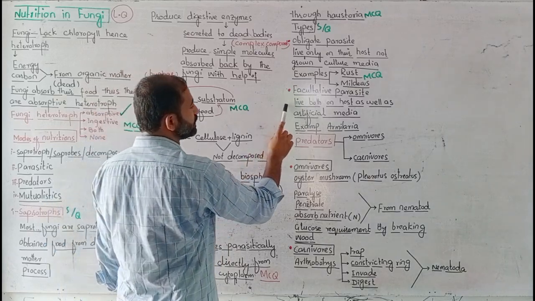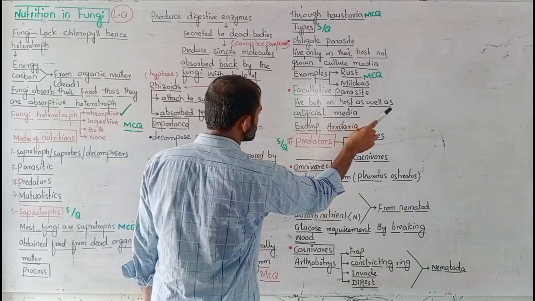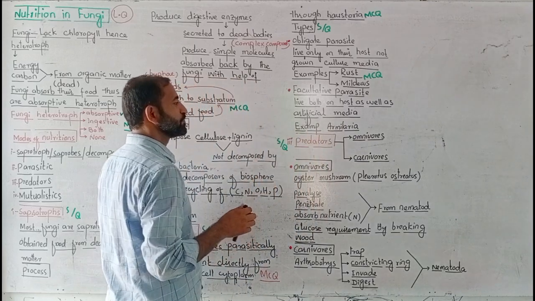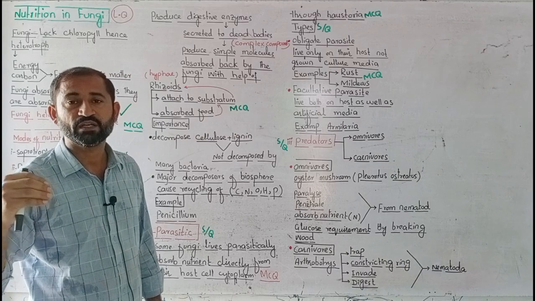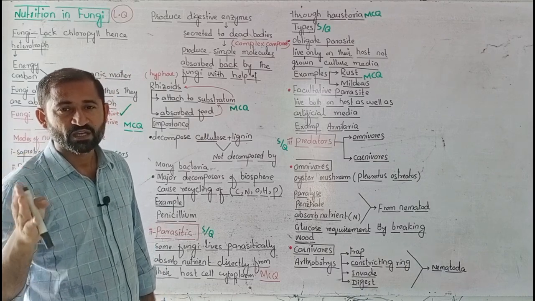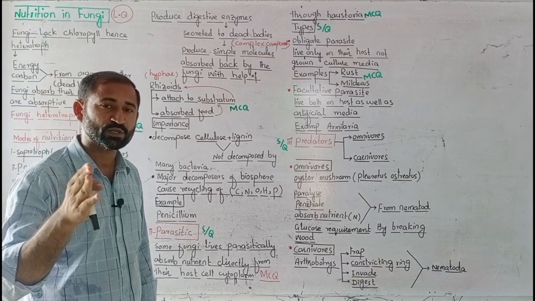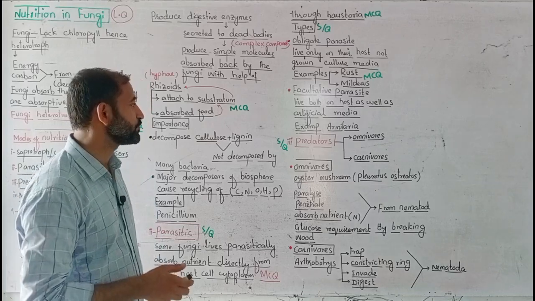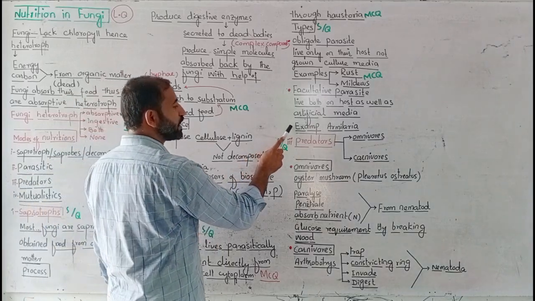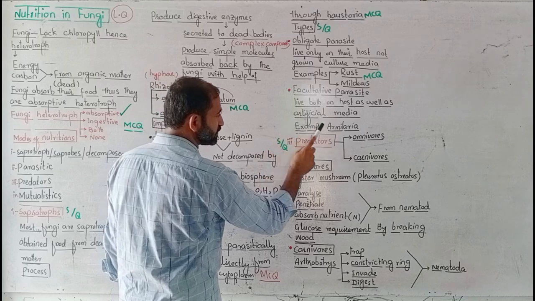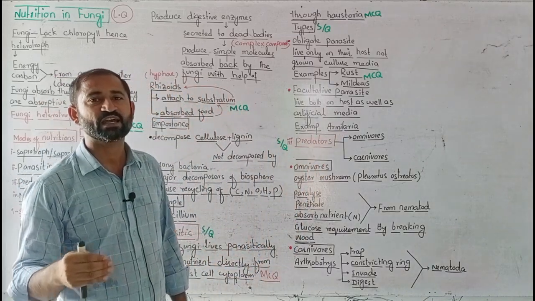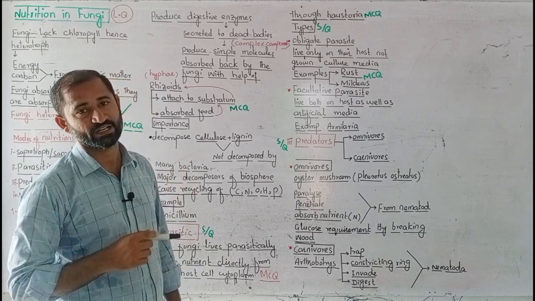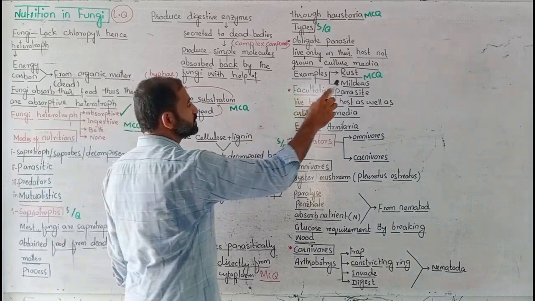Facultative parasites live both on a host as well as on artificial media. We can grow them in artificial culture medium, and if we provide their host, they can also grow on the host. The example is not written in your textbook. Give Armillaria as the example of a facultative parasite. This one is an MCQ.